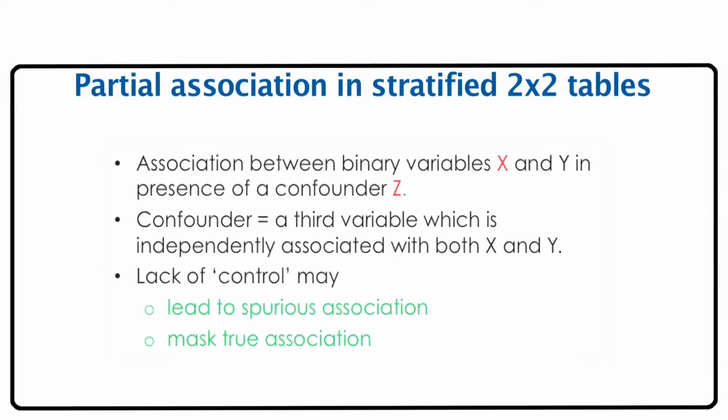For now, we note that in any situation, it is highly unlikely that we would only collect data on two variables, and we are considering analysis in a simple case where we have a third variable which we have termed as z. This variable is called a confounder, and the reason we need to consider this variable is that if we do not, that is, if we fail to control for this variable, then this lack of control may either lead to an association which is spurious or it may mask true association.